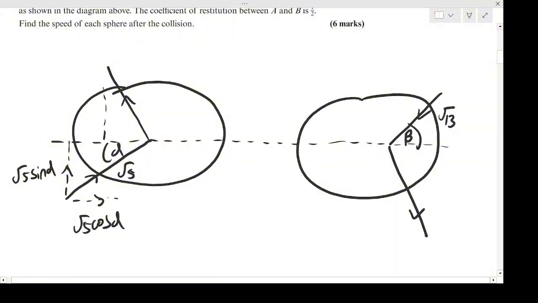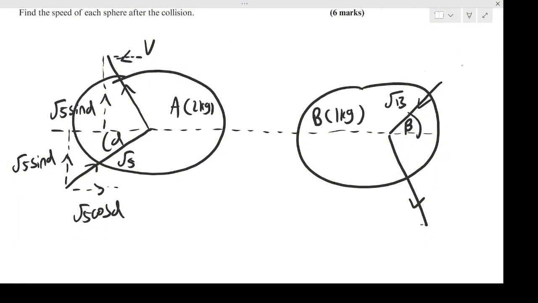Then afterwards, again, it's going to go up like that. So that is again going to match the perpendicular part before. So that's going to be root 5 sine alpha. And then afterwards, parallel, horizontally, it's going to go to the left like that to match the direction. And so that I'm going to call a letter V, right? I'm not going to say V cos alpha, no angle. I'm just going to call it a letter V for that parallel part. Okay, so that's A.